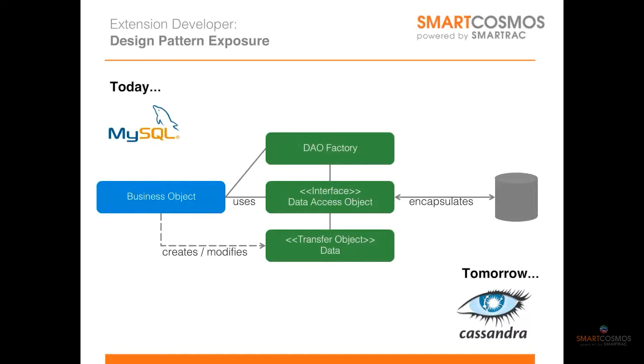Extension developers should also have exposure to design patterns. In particular, the DAO design pattern is referenced extensively throughout the Smart Cosmos curriculum. By using the DAO design pattern, it ensures that business objects that are today based on, say, MySQL, tomorrow can be based on Cassandra without having to rewrite or rework any of the logic within the business object. An understanding of basic design patterns, including singleton, DAO, factory, builder, etc., is very helpful when working with Smart Cosmos objects extensions.